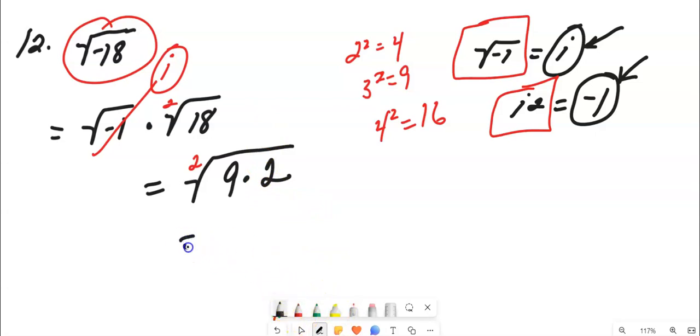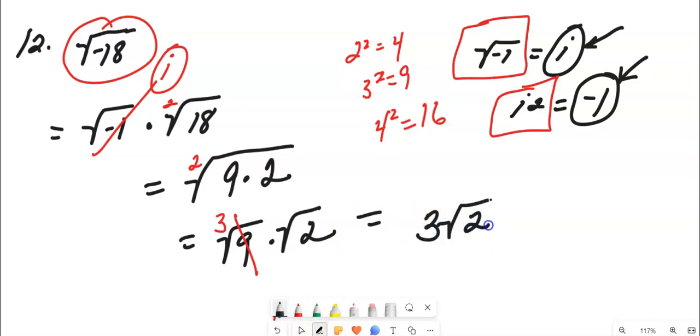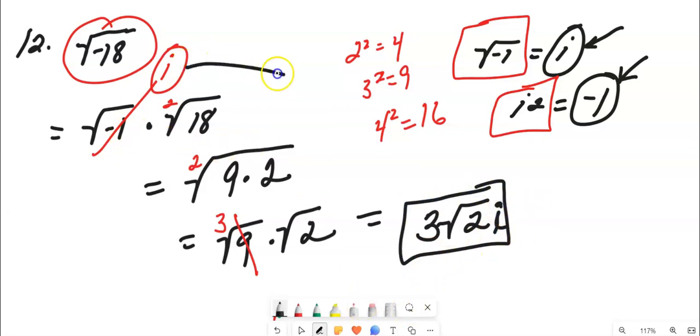And if so, that becomes the square root of 9 times the square root of 2. And we know that this will evaluate to 3. And we can't take the square root of 2 and get a whole number. So our final answer for this one would be 3 times the square root of 2, and I forgot my i. I can't forget to make sure to include the i in the final answer.